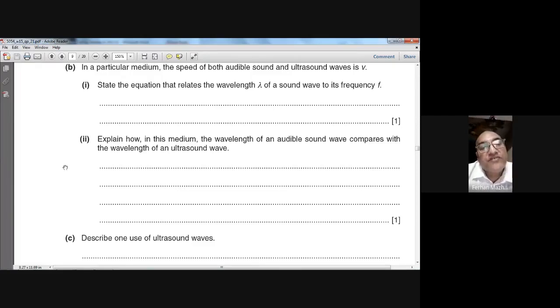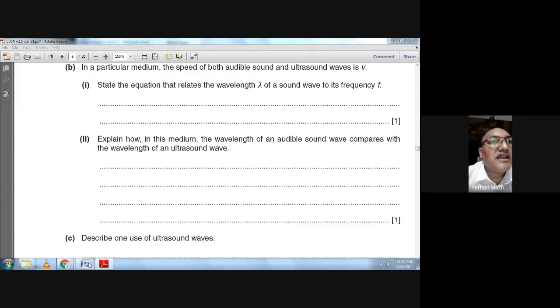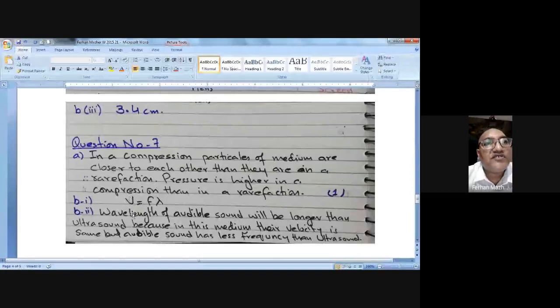The relationship between the frequency, speed, and the wavelength, we call it the wave equation. v equals f lambda. I have written that equation. Let me show you that. Yeah, this is that equation. v equals f lambda. I hope you know this.